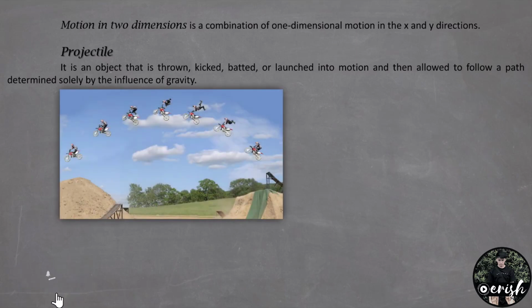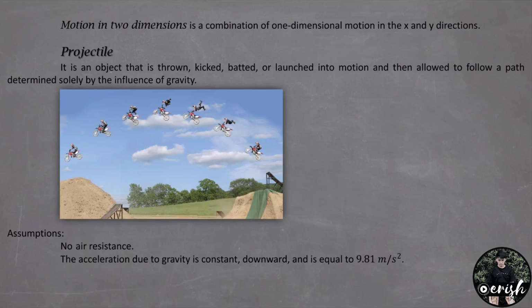In projectile motion, as we study this special situation of kinematics, meron tayong mga following assumptions. Number 1, no air resistance. Number 2, the acceleration due to gravity is constant downward and is equal to 9.81 meters per second squared. And pangatlo, we ignore the Earth's rotation.